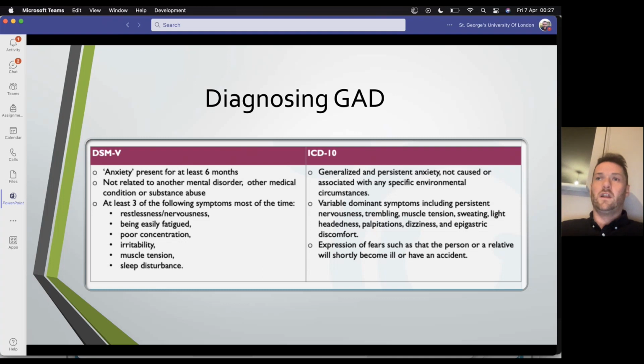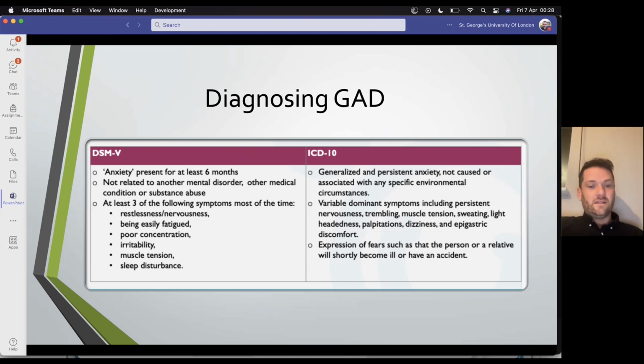And often there'll be quite an overlap between people with generalized anxiety disorder and substance abuse, particularly people who smoke weed. So again, you want to prove that if someone's been smoking weed, their anxieties started before that, as opposed to it being a reaction to substance abuse.